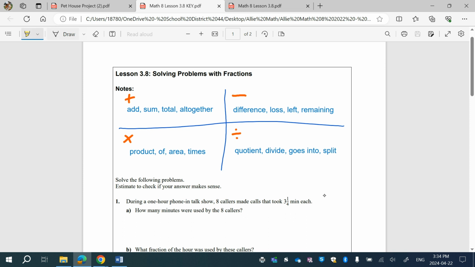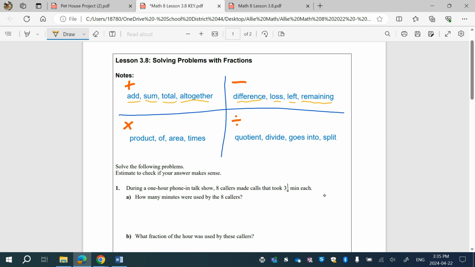And I just wanted to include some keywords that you might notice suggests the operation you need to use. So for addition, you can look for add, sum, total, altogether. That often suggests it's going to be an addition question, not always, but often. For subtraction, we have difference, loss, what's left or remaining. For multiplication, we obviously have product. That's the answer to a multiplication question. Of is a huge one.